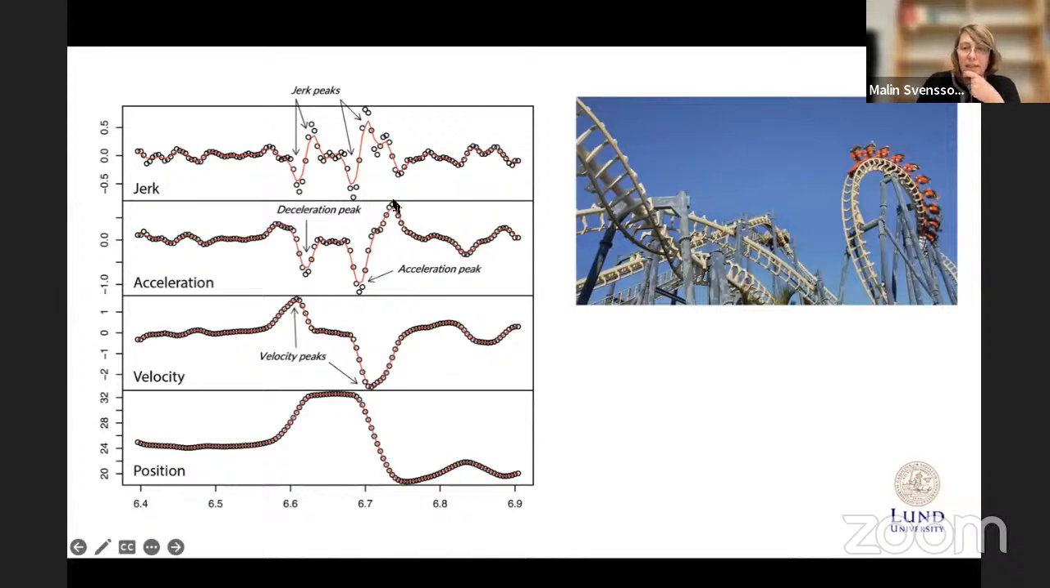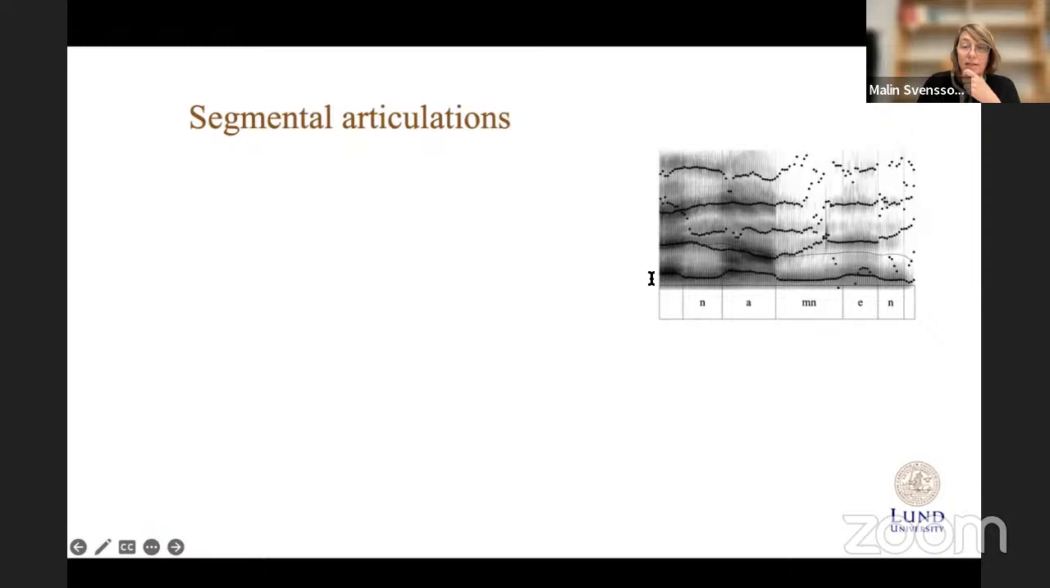So now let's get into segmental articulations. So let's just state the obvious. What are segments? Here to the right, you see the Swedish word namnen, which means the names. It has a cluster in the middle. So this has been manually segmented. We see the formants and also F0 in the figure. There are, of course, different strategies to segmentation, but we all do it because segments are important.